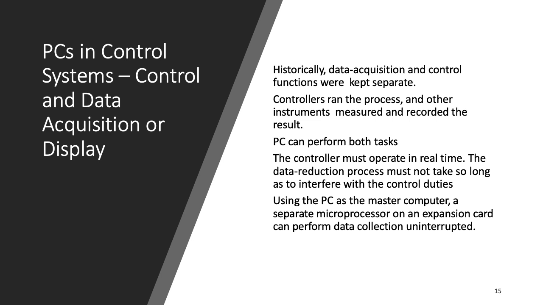One way to overcome this problem is to divide the control and data acquisition tasks among multiple processors. Using the PC as the master computer, a separate microprocessor on an expansion card can perform data collection uninterrupted. One type of I/O controller card has slots for 3 smaller boards. These smaller boards have various combinations of analog and digital I/O ports and counters and timers. Some boards are available with solid-state relays, which can be used to directly control AC and DC motors.